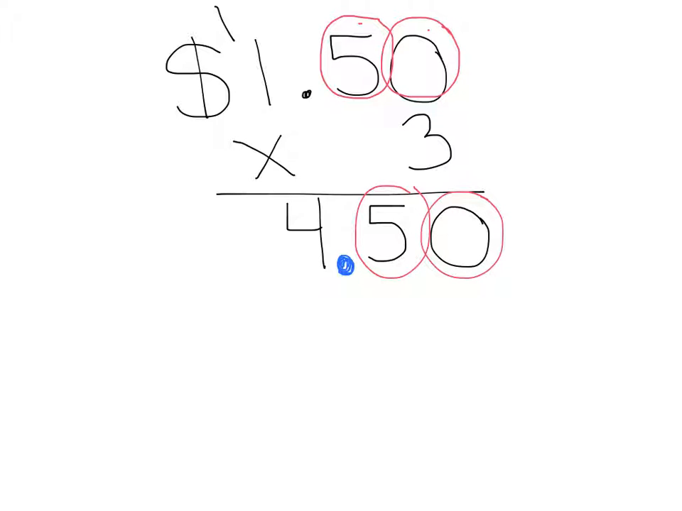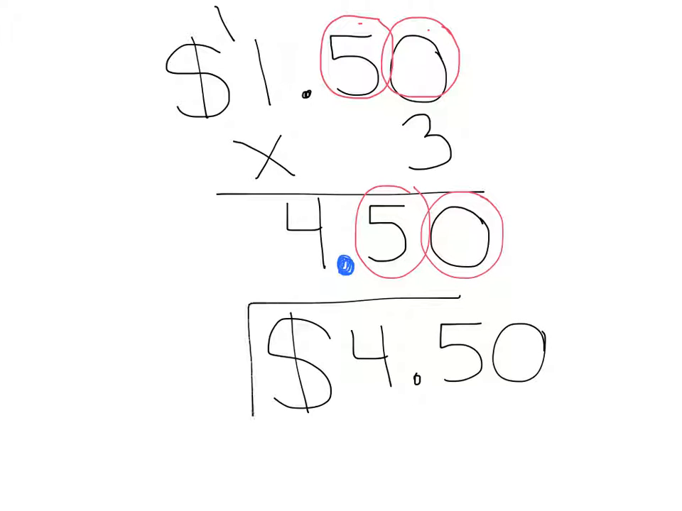Now, when you write your final answer, you don't want all the circles and the marks with your numbers. So you're just going to come underneath it or beside it. You're going to write your final answer, which would be $4.50.